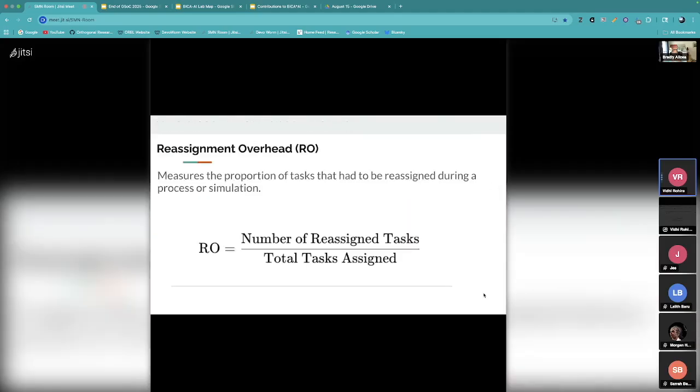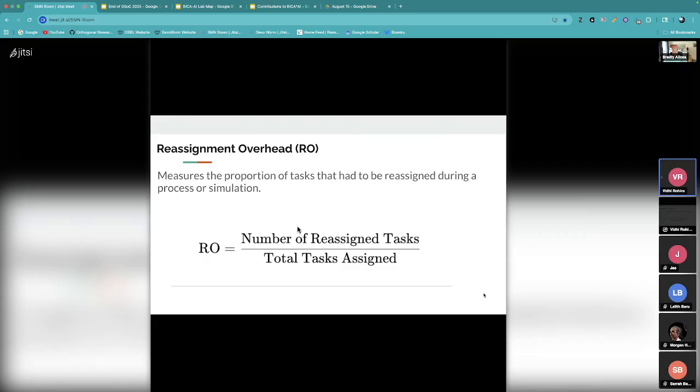So this week I added a new feature, which is actually a new metric, and this metric is the reassignment overhead. So it measures the proportion of tasks that had to be reassigned during a process or simulation. Like we saw that there are 2 agents that drop out per step, and some tasks will be assigned to them in that step. So what happens in that case? Those tasks need to be reassigned. So this is the metric that will check on it.